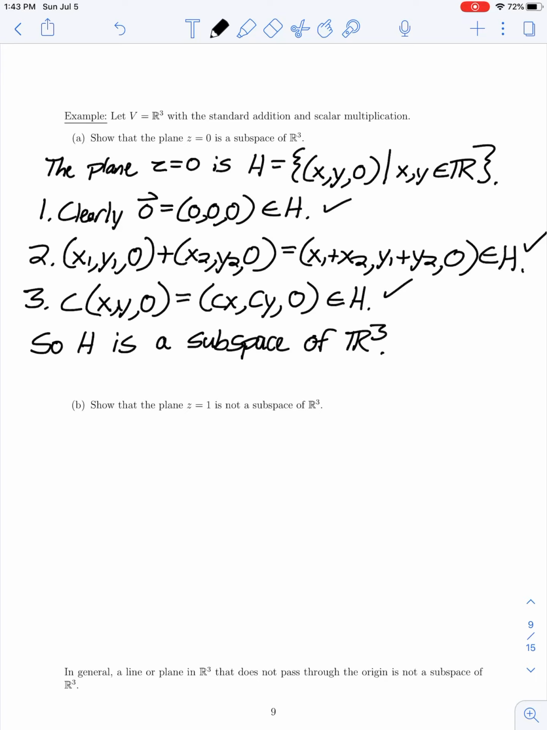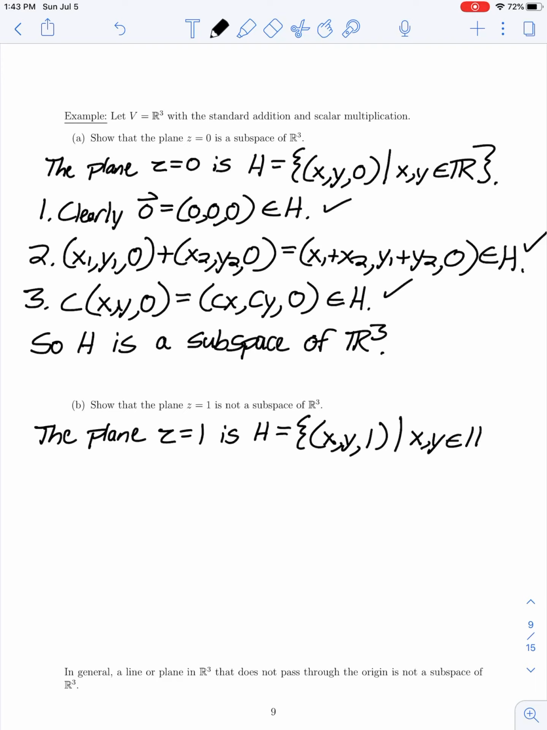Now in part B, we're asked to show that the plane z equals 1 is not a subspace of R3. So let's think about how this plane is defined. Here the plane z equals 1 is the set of points H in R3 of the form (x, y, 1). So we can take any point in space as long as the z-coordinate is equal to 1. So x and y here could be any real numbers.